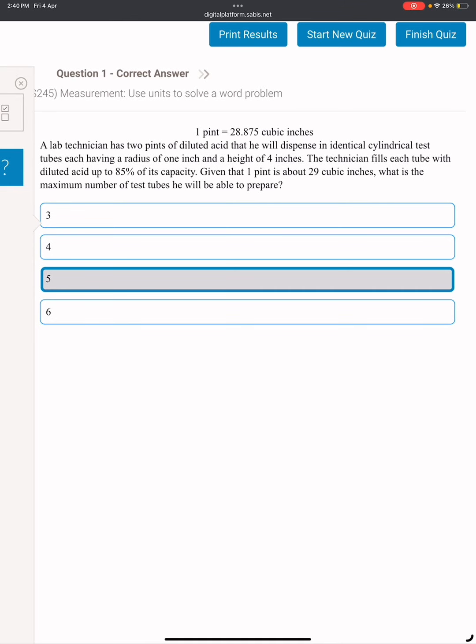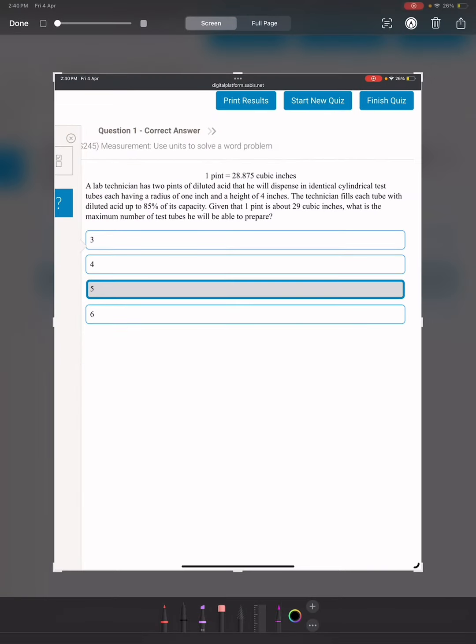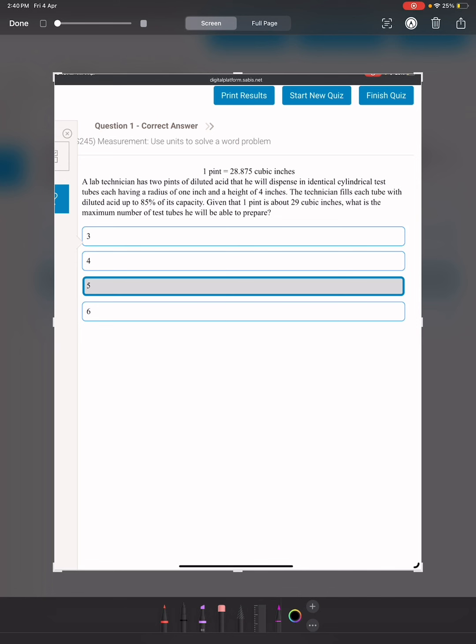Math quiz. So for this question, it's not that hard, it's just really long, okay? And you need to know the steps, because if they get this, it's probably going to be the same steps, just different numbers. So yeah, let's start. They're asking for the maximum number of test tubes. So there's actually a formula for this.